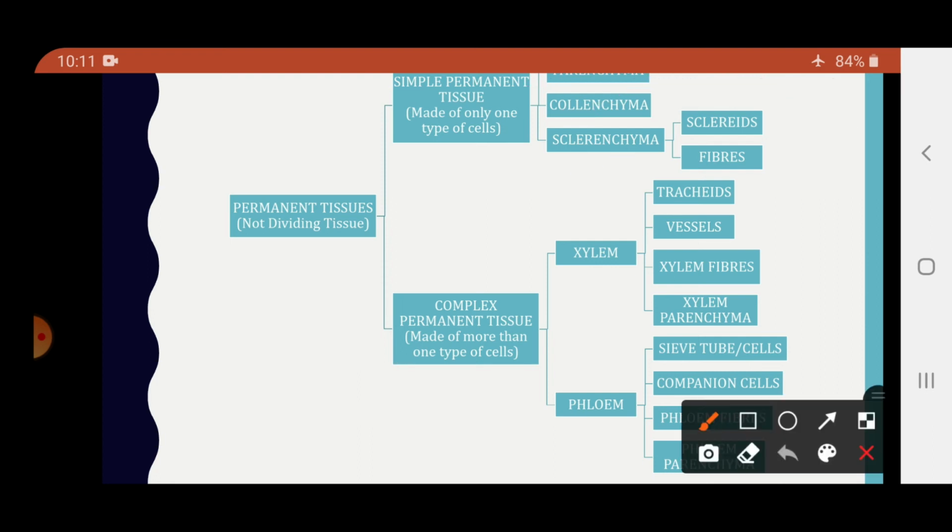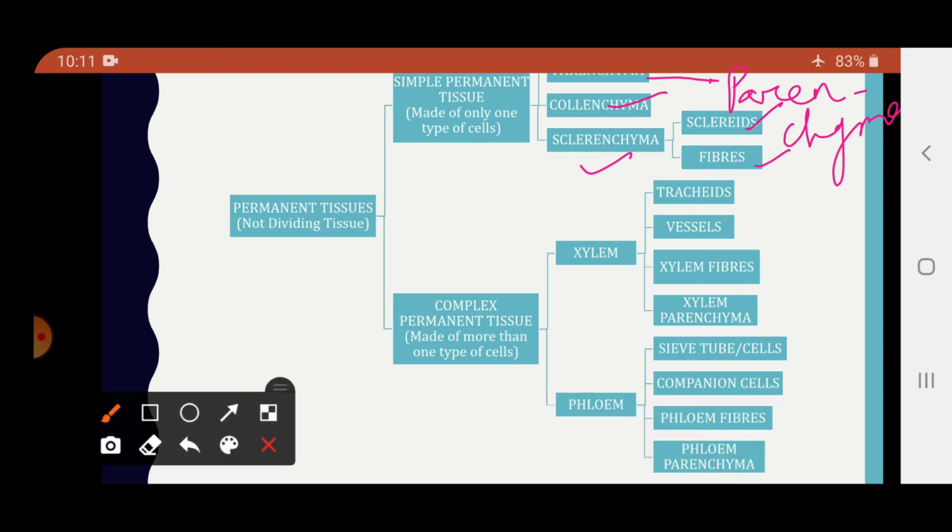See students, simple permanent tissues are those tissues which are made up of only one type of cell. So they are broadly divided into three categories. The first category is the parenchyma, the second one is the collenchyma, and thirdly sclerenchyma. Sclerenchyma में दो types होते हैं, sclerides and fibres. And those permanent tissues which are made up of more than one type of cell, they are called the complex tissues.